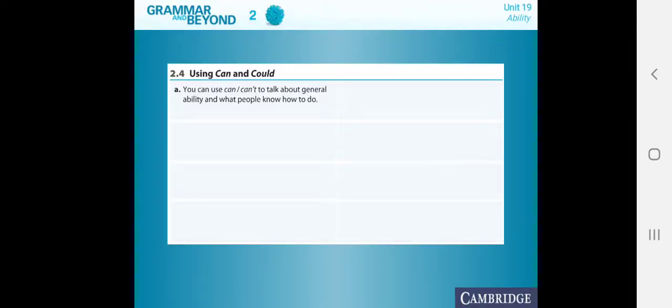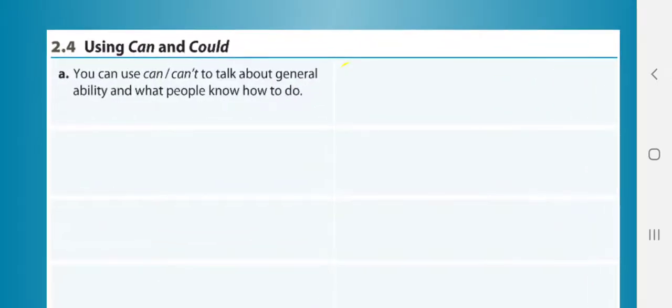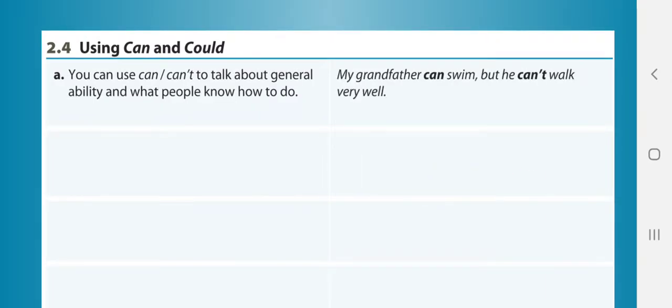Now let's take a look at the uses of can and could. You can use can or can't to talk about general ability and what people know how to do. For example, my grandfather can swim, but he can't walk very well. Now, again, the pronunciation, right? It's not in the pronunciation, actually, it's in the intonation. My grandfather can swim, but he can't walk very well. Another example, engineers can solve problems when doctors can't.